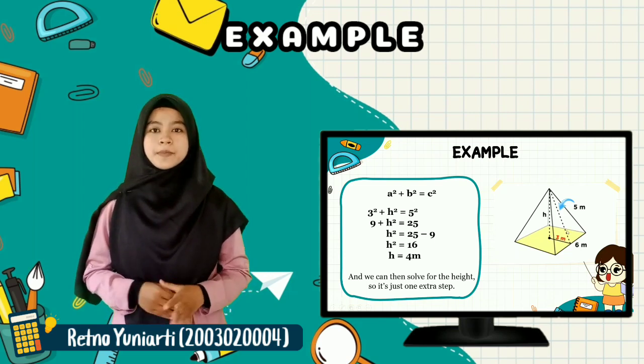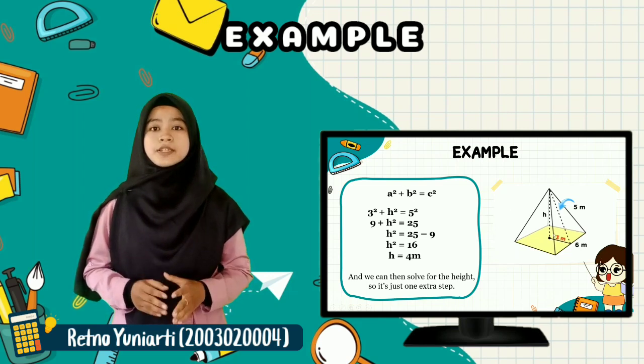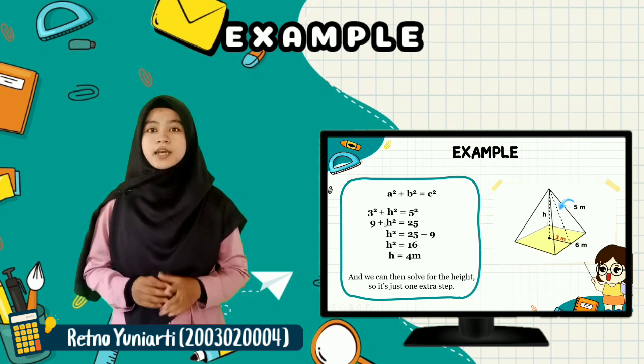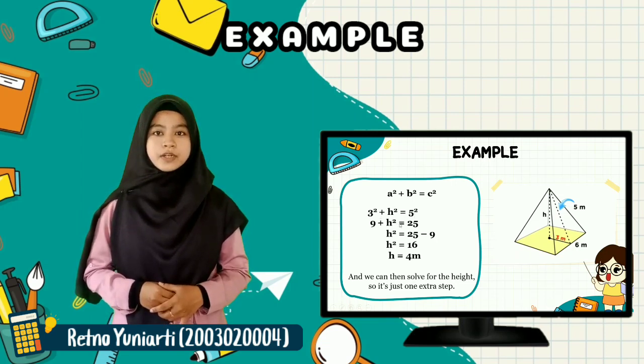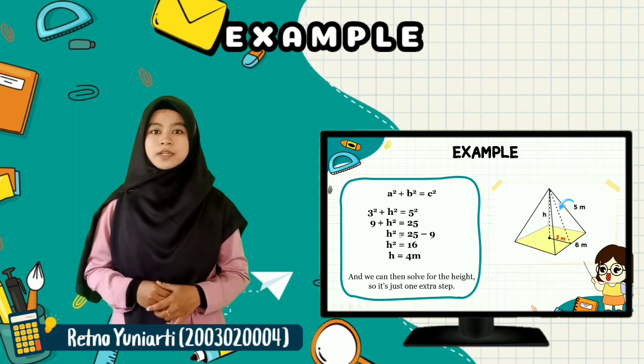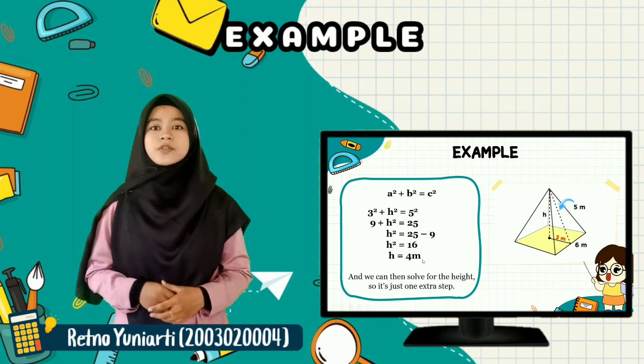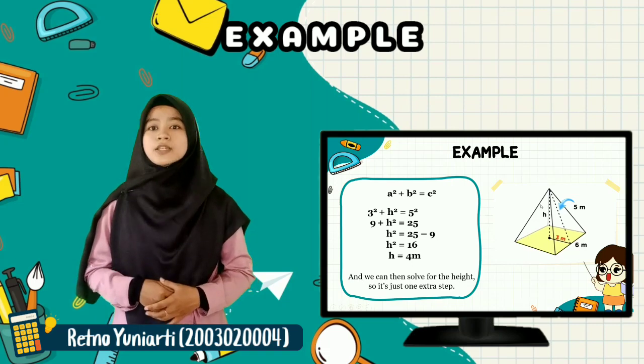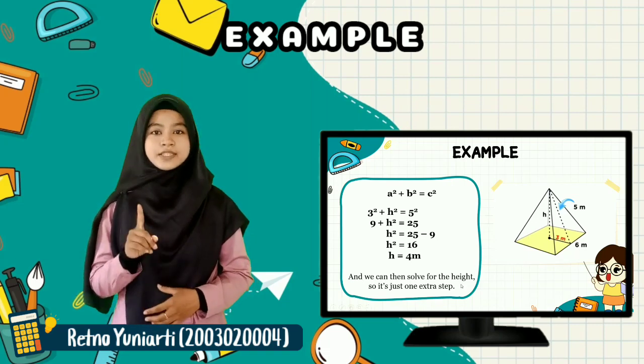We plug them into the equation. 3 squared plus h squared equals 5 squared. 9 plus h squared equals 25. h squared equals 25 minus 9. So, h equals 4 meters. And we can then solve for the volume. So, it's just one extra step.